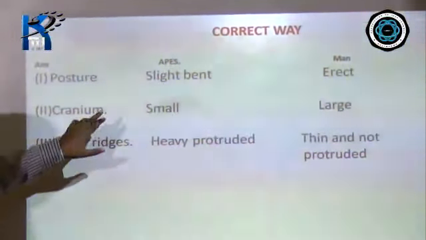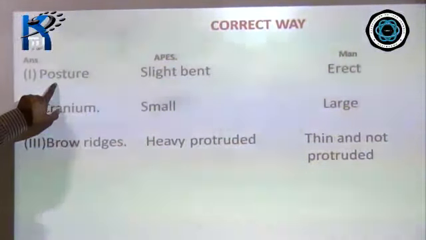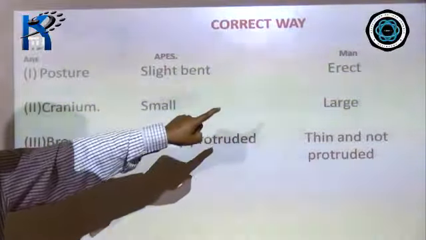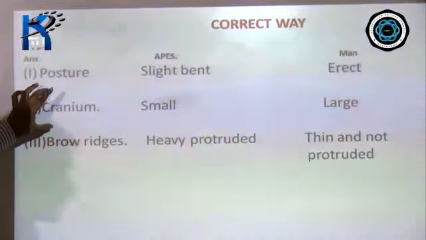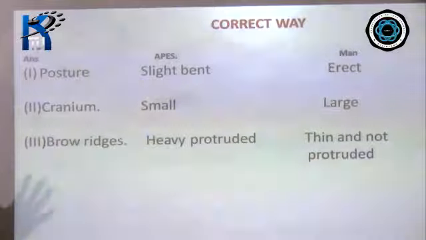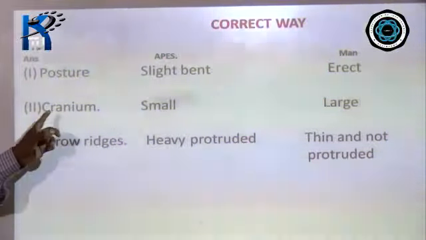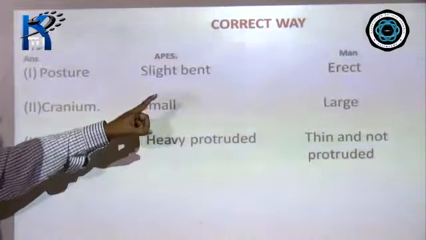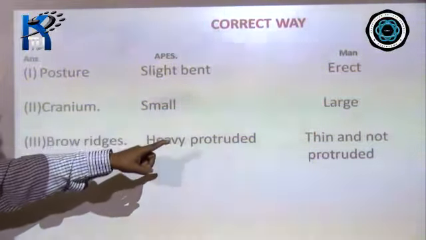Apes and man: posture is slight bent in ape, whereas in man it is erect. Cranium, when I say cranium, then brain box, that is the skull, you call it as cranium. Cranium is small in the apes and large enough in the man.